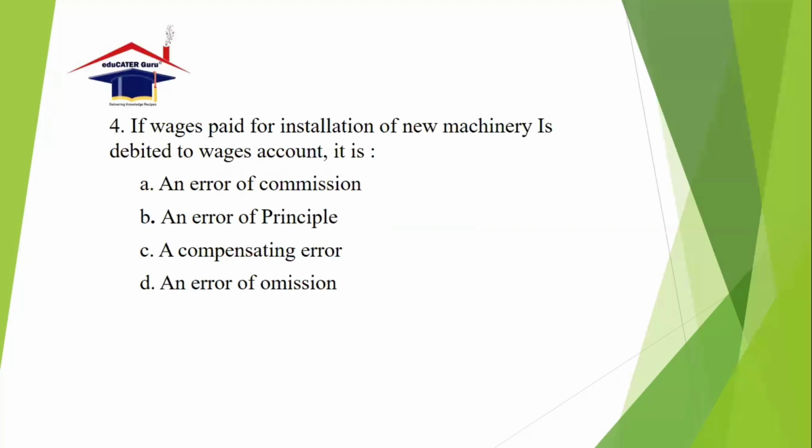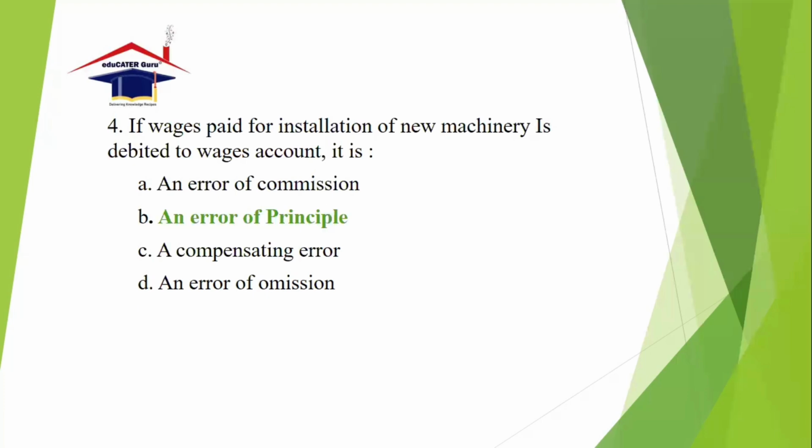Next, if wages paid for installation of new machinery is debited to wages account, it is option A, an error of commission, option B, an error of principal, option C, a compensating error, option D, an error of omission. So the answer is option B, an error of principal.